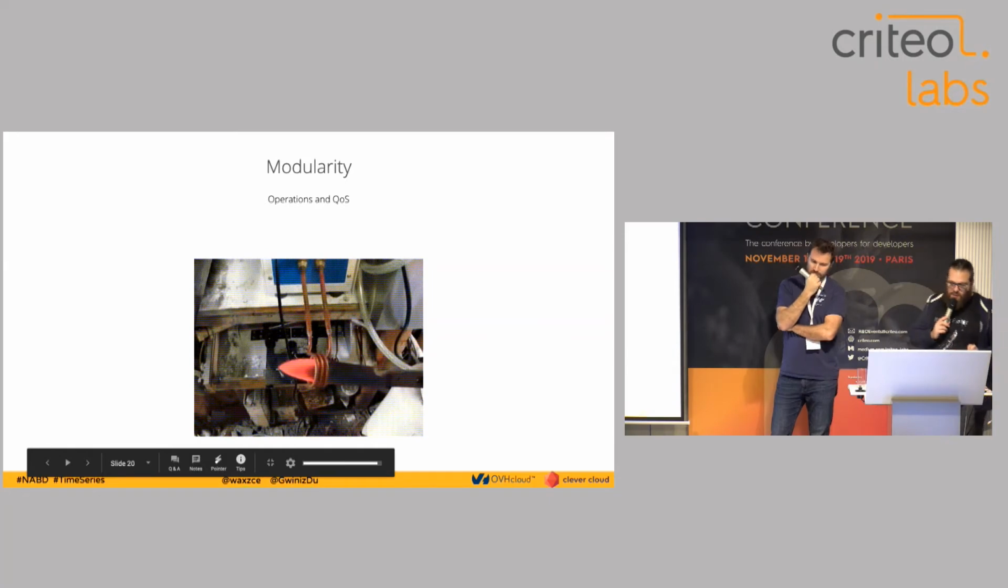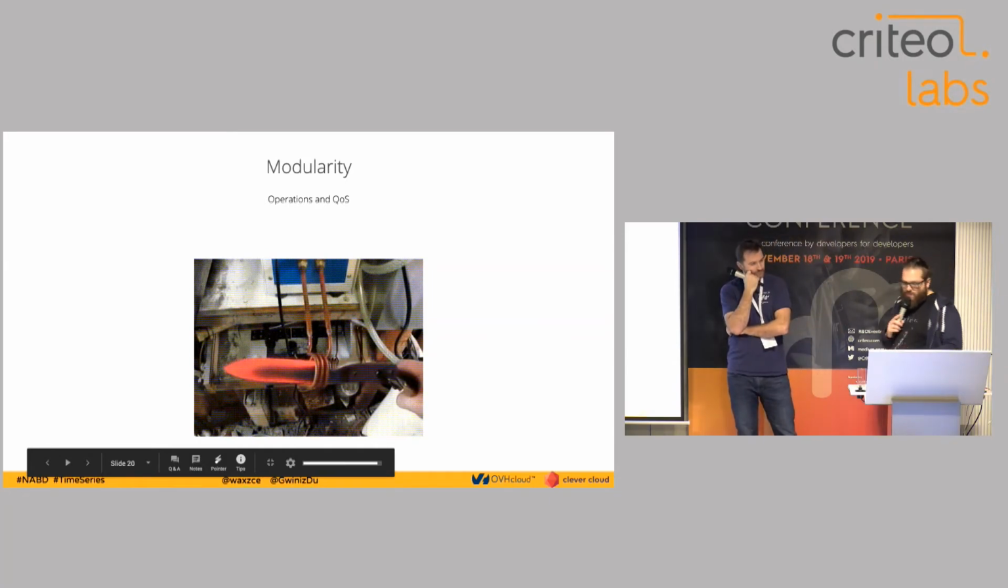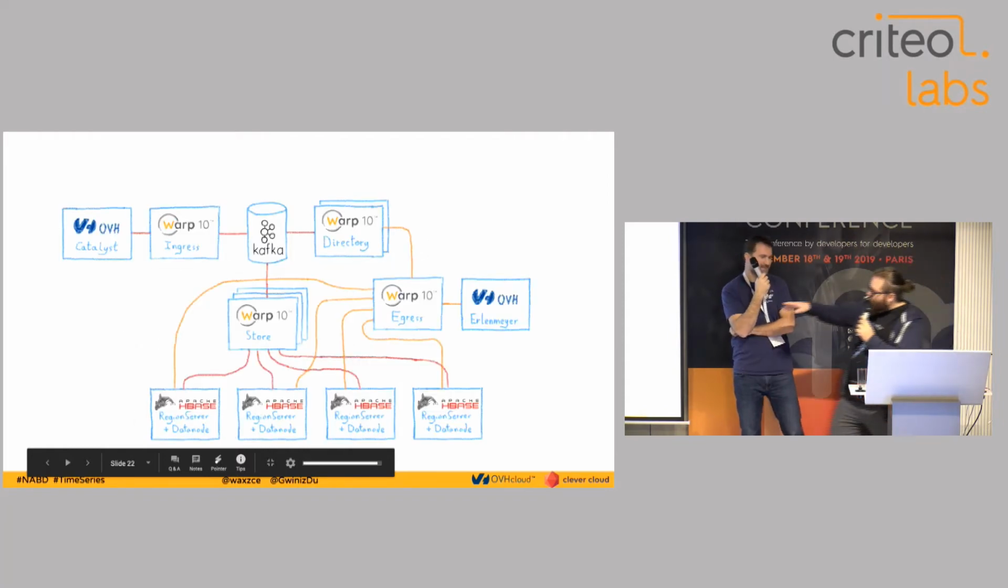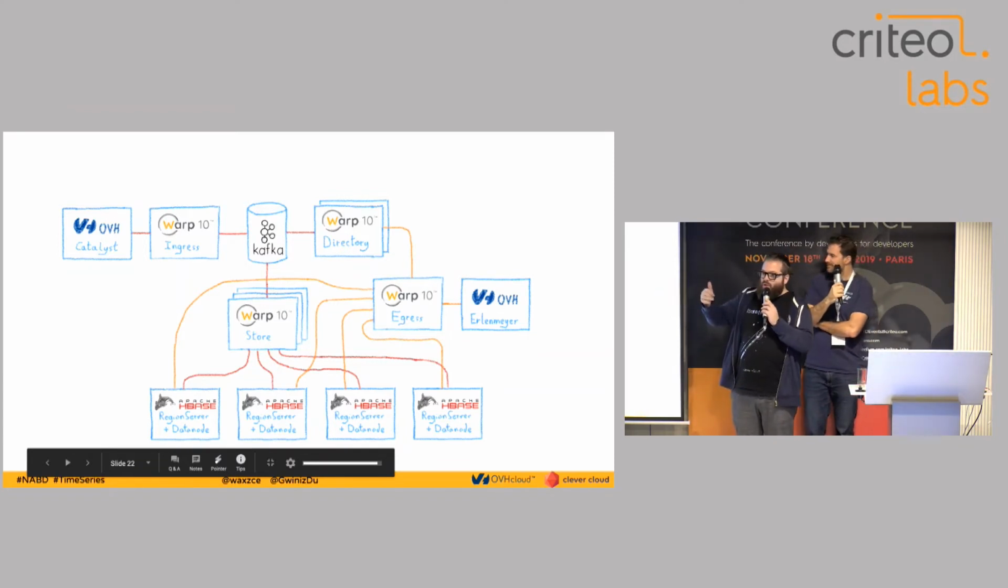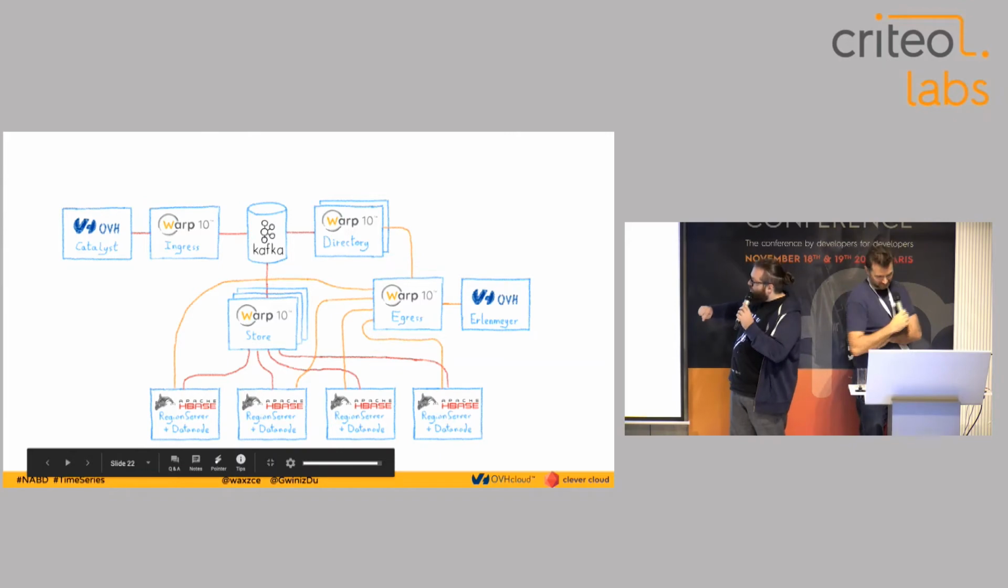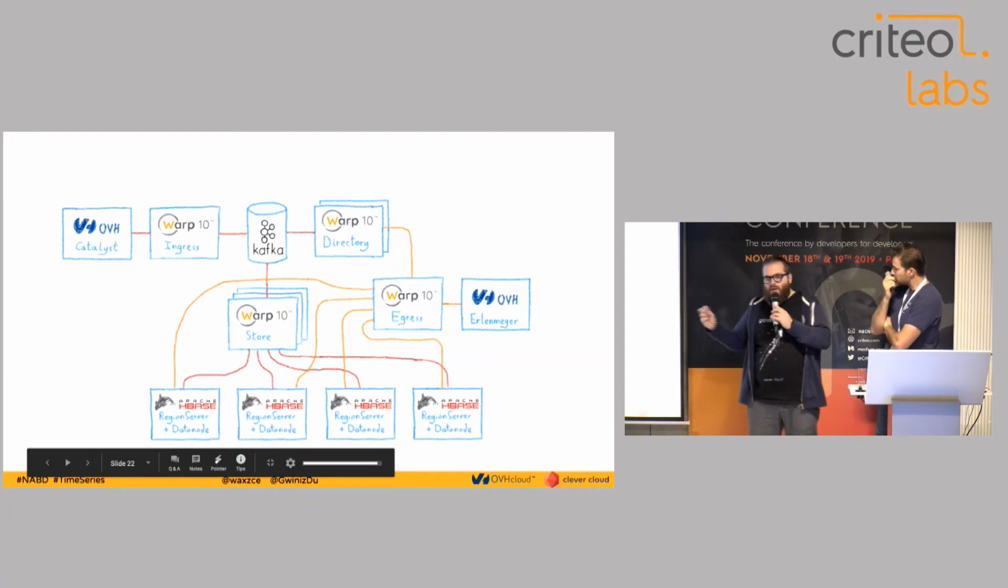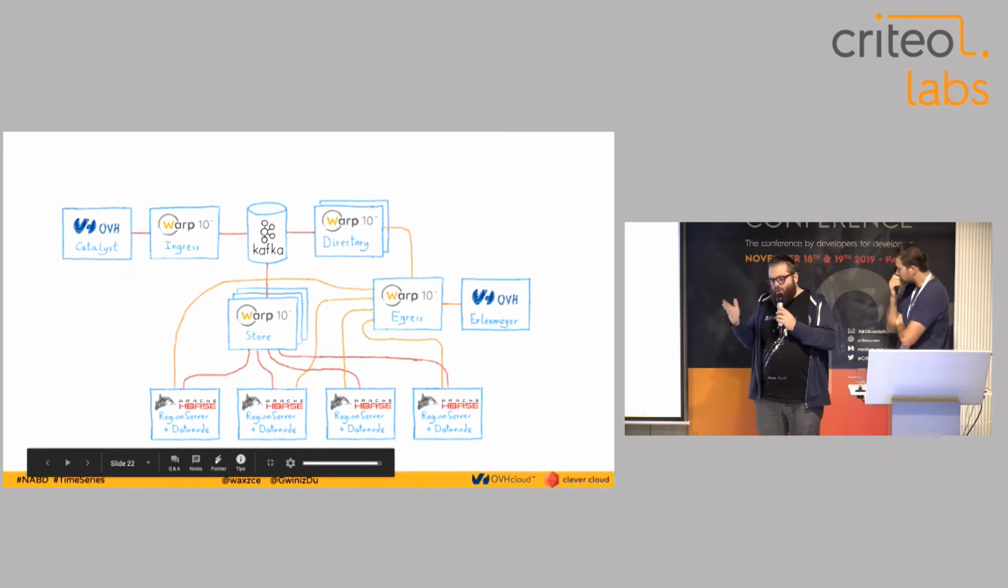One of the interests of Warp 10 is the modularity. To be clear, you basically have one jar, only one jar, and you launch it with several roles. So you have the ingress, you have the directory, you have the egress, you have all the systems which actually power your Warp 10 cluster. And if you want, for example, to have quality of service guarantees for several services, you just have to create an egress cluster just for these services, and have another cluster of egress for services with less quality of service.